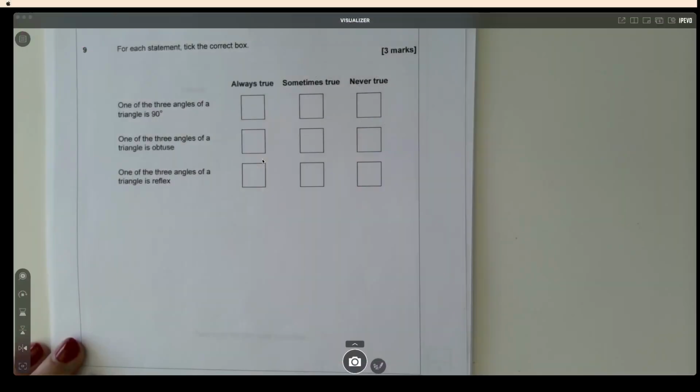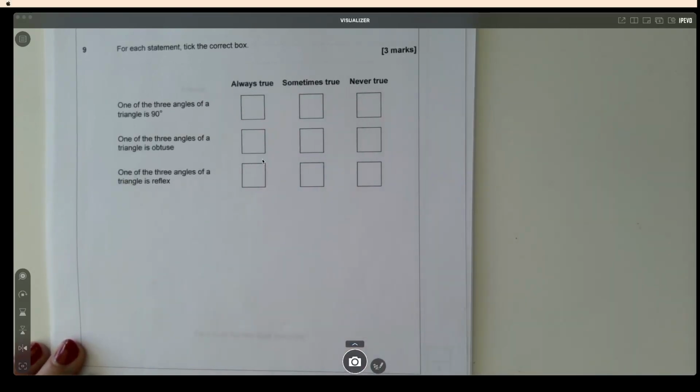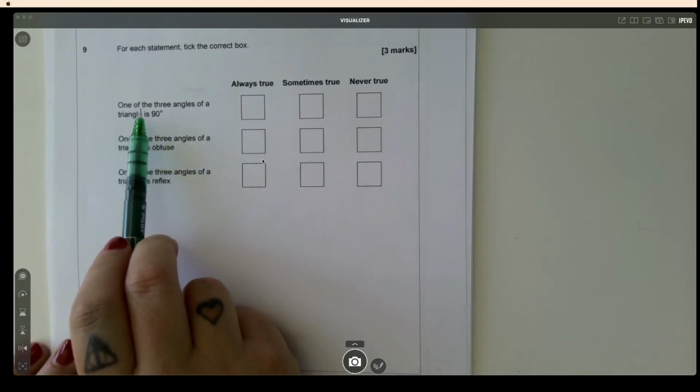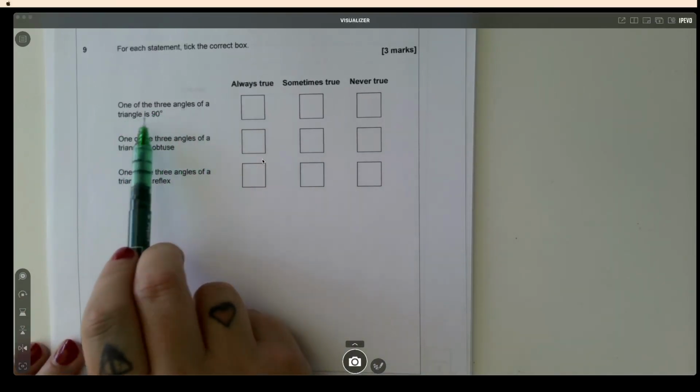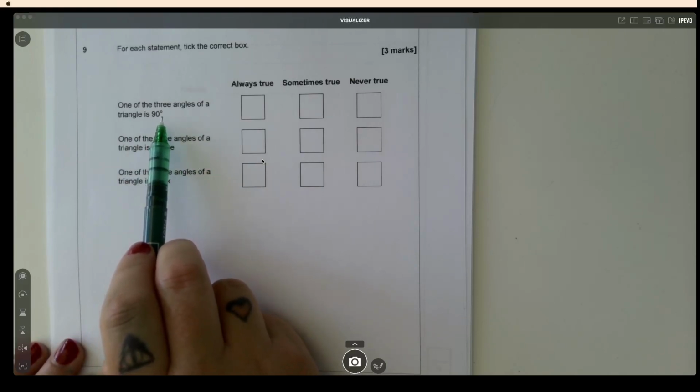Question 9. For each statement, tick the correct box. So we've got boxes for always true, sometimes true, and never true. So first statement, one of the 3 angles of a triangle is 90 degrees. Now we can have a triangle that has a 90-degree angle, and it's a right angle triangle. But there are more triangle types than right angle triangles.